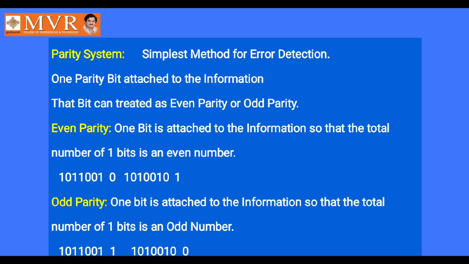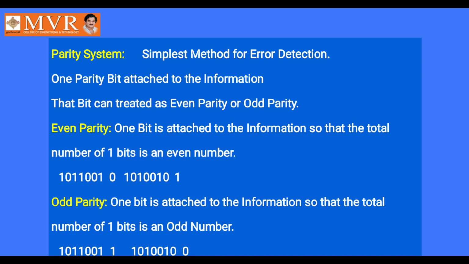This is called the even parity method, and this is how you add the extra bit in the even parity method. The second one is the odd parity method. It is purely vice versa, or the complement of your even parity. So in this odd parity method, one bit is attached to the information so that the total number of 1 bits is an odd number. It should be an odd number.